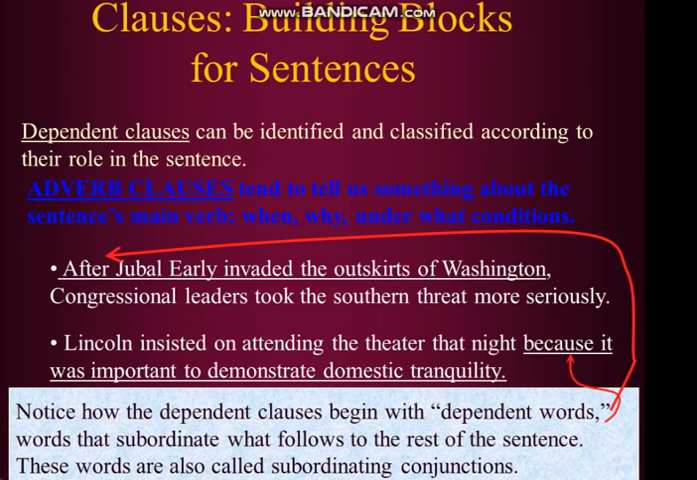You can also see the second sentence. The dependent clause starts with because. So what comes after because is a dependent clause. ഈ വാക്കുകളെ നമ്മൾ വിളിക്കുന്നത് തന്നെ ഡിപ്പെൻഡൻറ്റ് വേർഡ്സ് എന്നാണ്. These words show that what is coming after these words are dependent clauses.